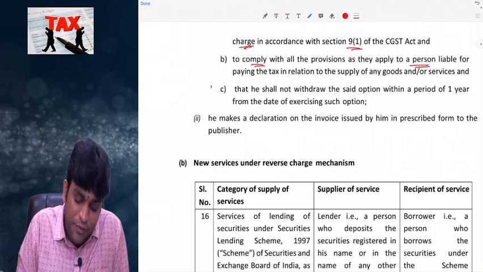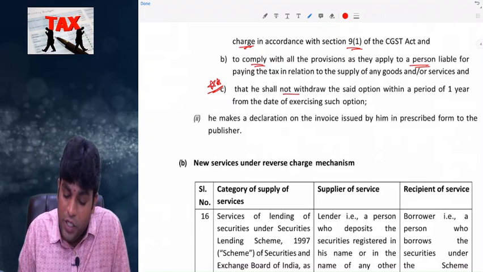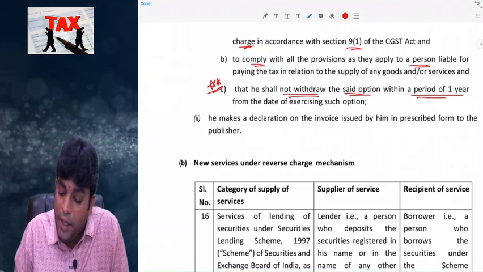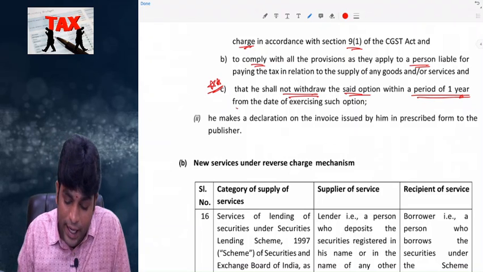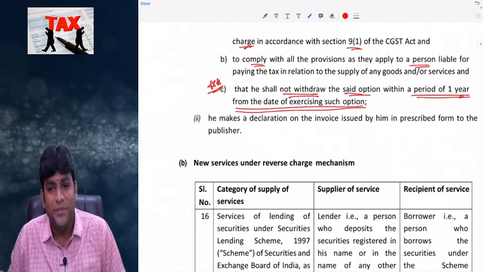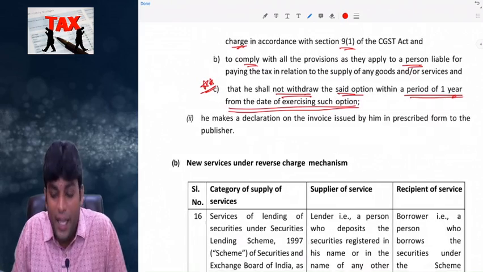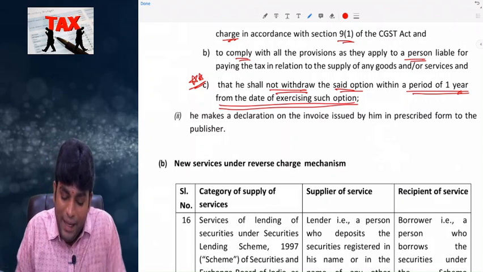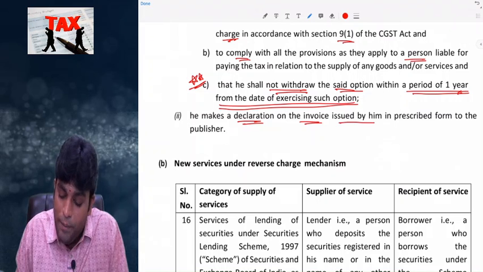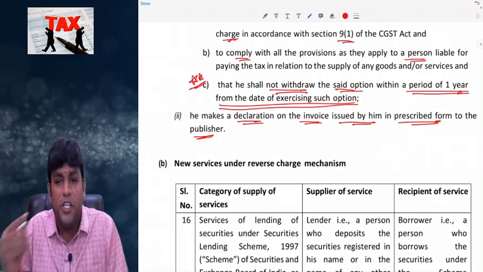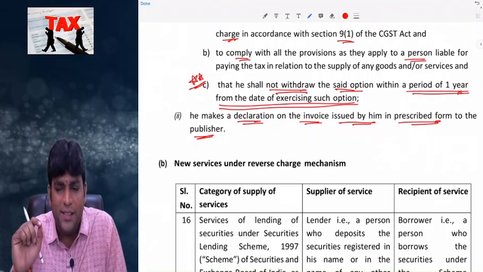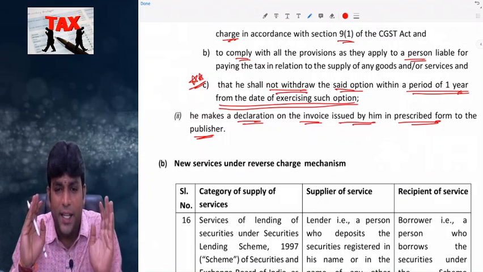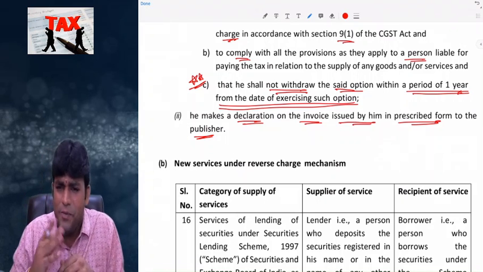And third point is very important, and that he shall not withdraw the said option within a period of 1 year from the date of exercising such option. That means once he goes for this option, he cannot withdraw within a span of 1 year. Such a brilliant point given in the law. Then finally, he makes a declaration on the invoice issued by him in the prescribed form to the publisher. He makes a declaration on the invoice stating that don't worry, you need not pay tax under reverse charge, I will only pay tax under forward charge. That's it. Small concept but interesting.